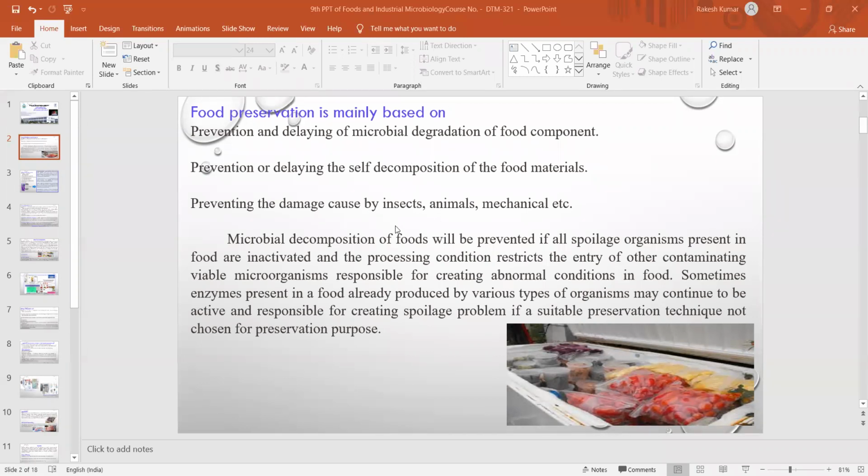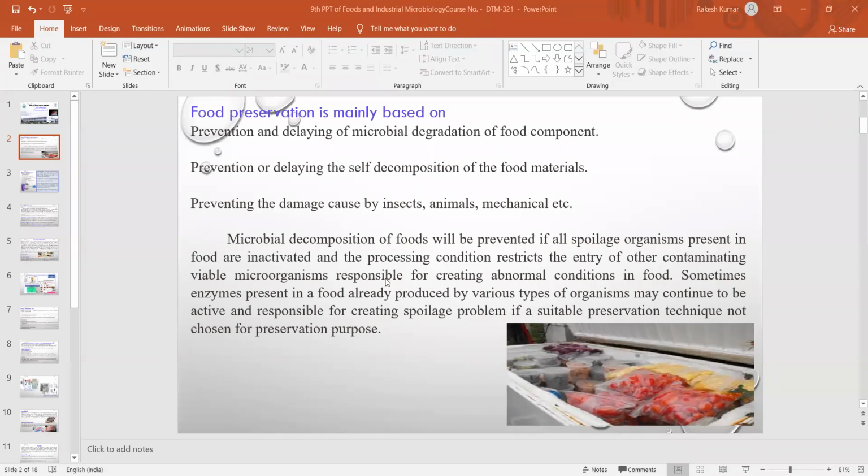Microbial decomposition of foods will be prevented if all spoilage organisms present in foods are inactivated and the processing condition restricts the entry of other contaminating viable microorganisms responsible for creating abnormal conditions in food. So our main aim is to restrict the entry of contaminating microorganisms. At the same time, whatever processing treatment we are giving should be sufficient to inhibit all sorts of microorganisms present in your food item.